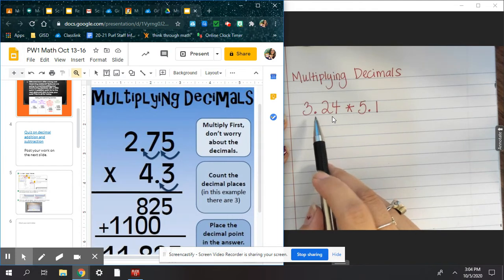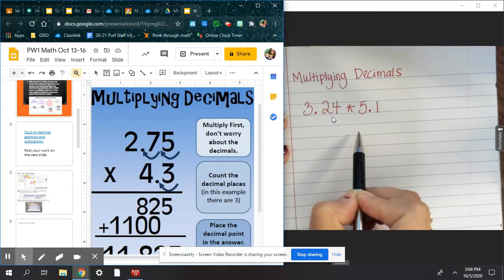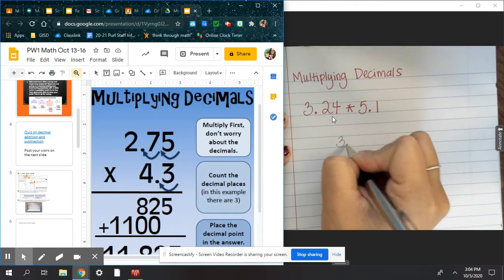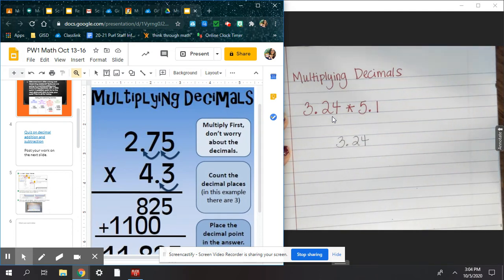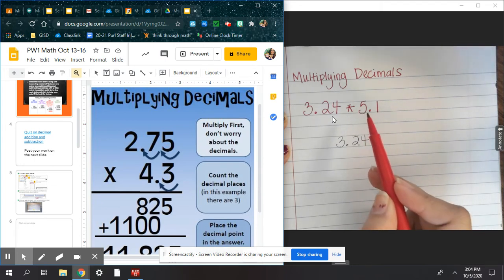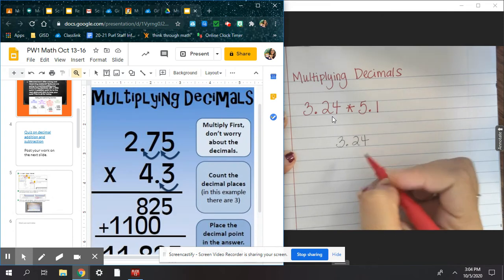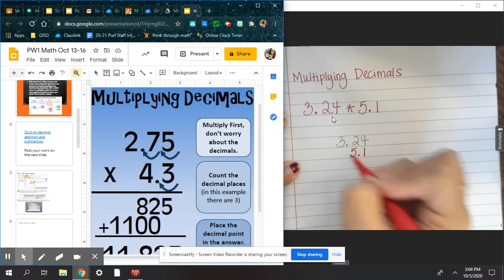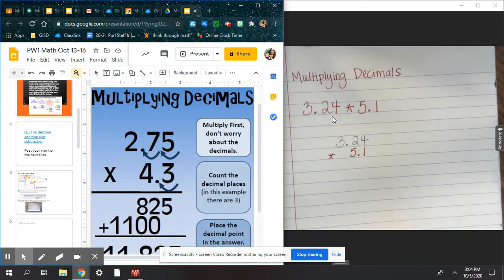So what I'm going to do is the number that has the most digits, I'm going to write that on top first. So 3 and 24 hundredths. It has the most digits. It has 3 digits, 1, 2, 3. And then I'm going to write 5 and 1/10 directly below. Now we are multiplying. Let me actually make this darker.